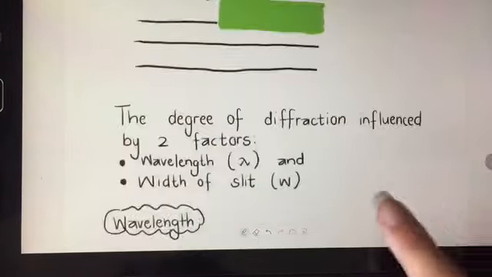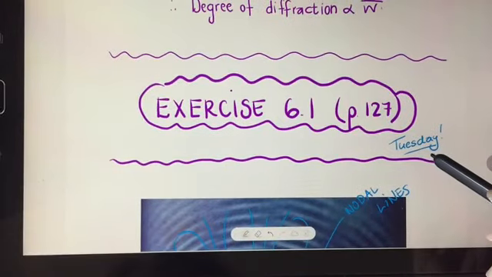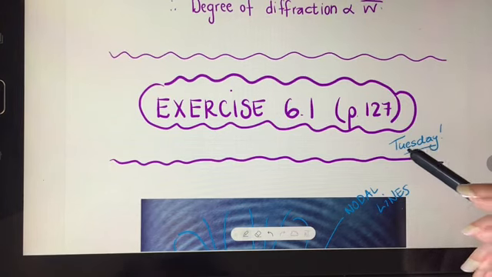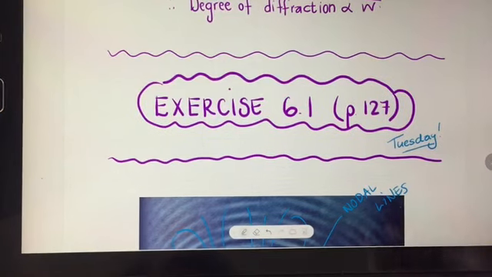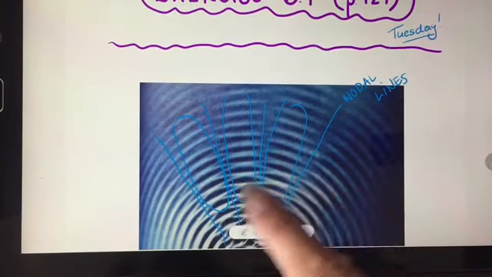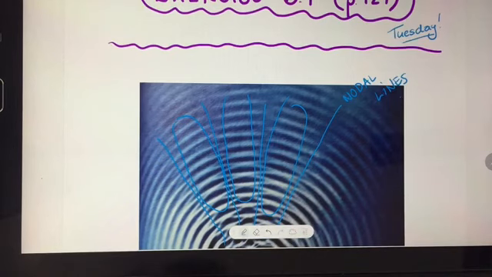And then what we will do on Tuesday, I'll post the answers for you because Monday is a public holiday. And then on Tuesday, I'll also just post maybe a couple more of these pictures to try and illustrate the whole idea of diffraction when it comes to water waves in a little bit more detail.